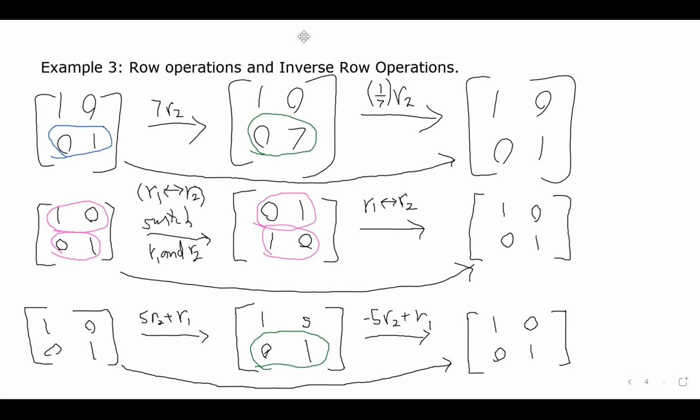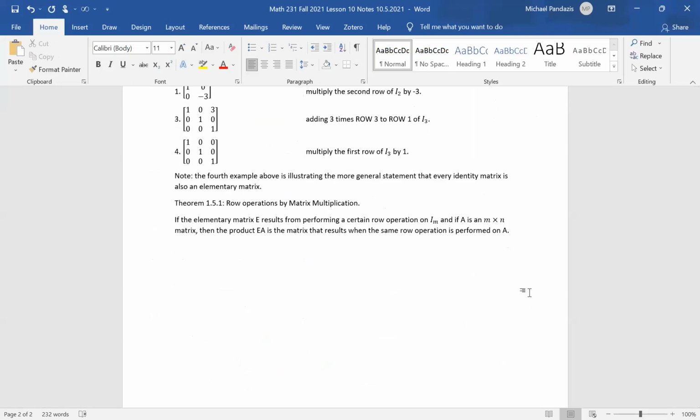Okay, so these are illustrations of this on the whiteboard.